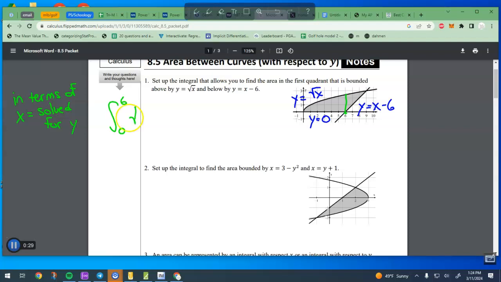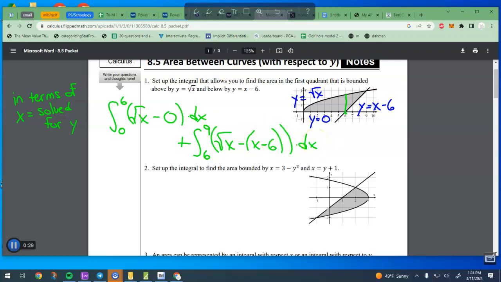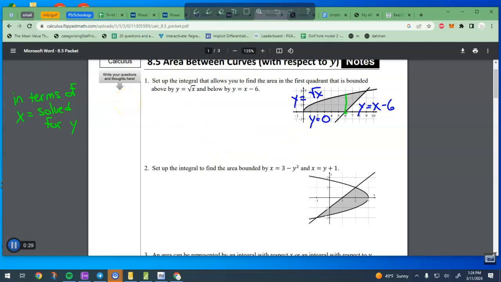So from 0 to 6, your top equation is square root of x, your bottom equation is 0. Plus from 6 to 9, your top equation is still the square root of x, but now your bottom equation is x minus 6. So hopefully that's familiar. It's up to you. I'm going to show you today's way we do it in a second. So that's the way we did it Thursday. There's 2 ways to do it. I'm using this problem to show you how to do today's assignment. I don't know if you want to write it down. It's in your notes because you did that same problem on Thursday. All right. So today I want to look at what if we do it in terms of y.